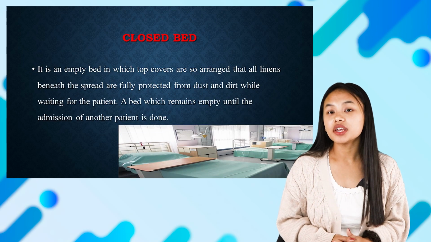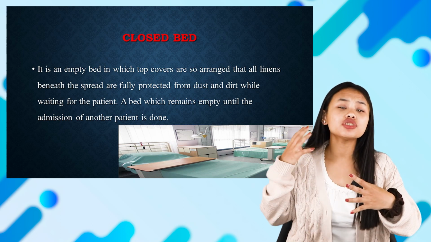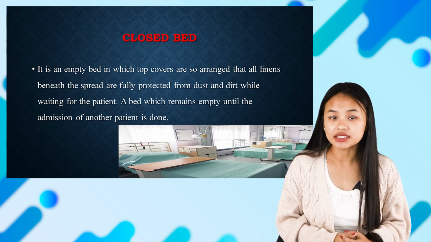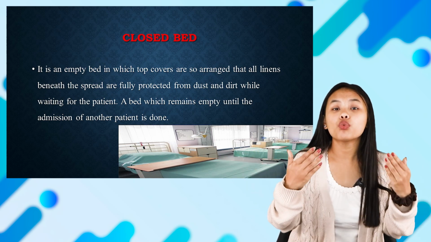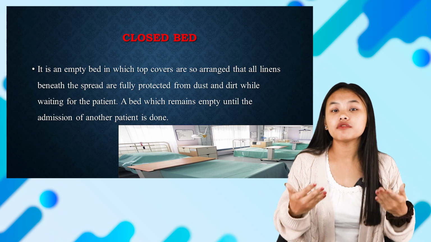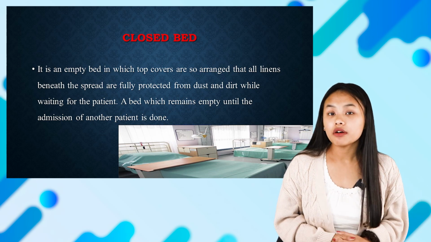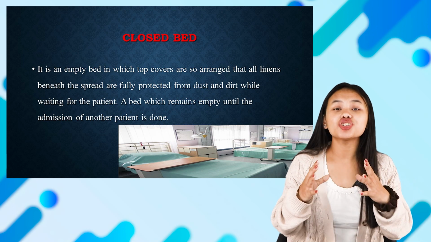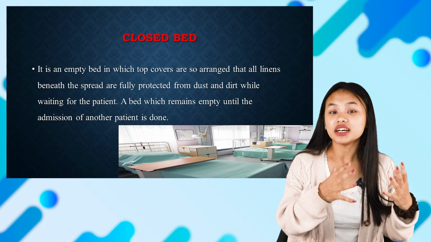And the second one is the closed bed. So what is this closed bed? This closed bed is just the opposite of what an open bed is. An open bed, as I've said, is made as usual, just that one cover, the top cover, will be folded back. Whereas in this closed bed, the top cover will be arranged in such a manner that it will protect the inner linens from all the dust and dirt.